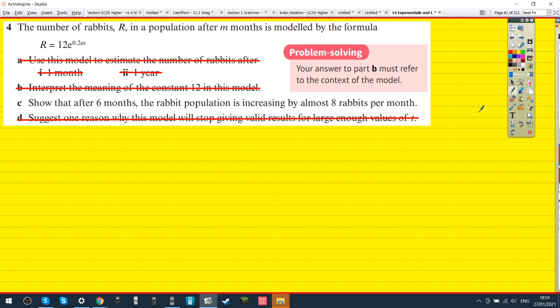So m becomes 6. Let's see. Yep. Okay. But this tells you the rabbit population. We want the rate of population increase. So 12e to the power 1.2. That would tell you... okay.